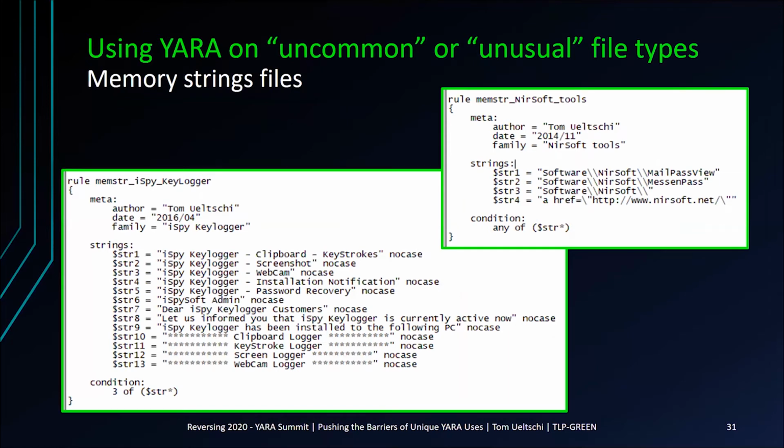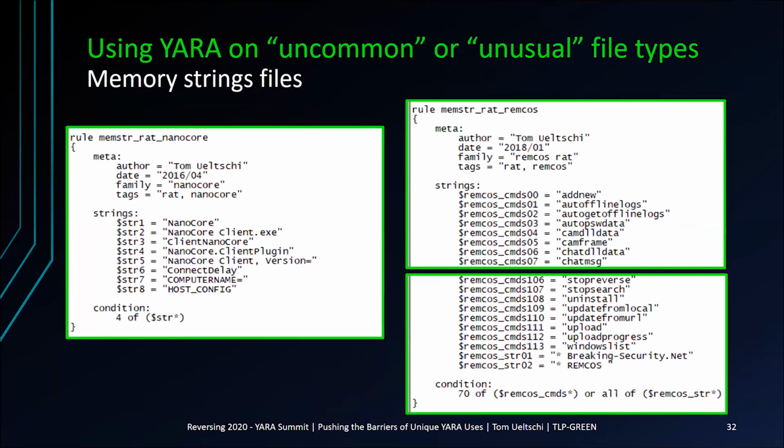Here, another rule for iSpy Keylogger and a generic one for the legitimate Nirsoft tools, which were integrated in many of the mentioned password stealer families. Here, a couple more rules for some RAT families. On the left, some strings typical for NanoCore RAT, matching at least 4 of them. And on the right, I enumerated 113 commands from Remcos RAT with needing at least 70 matches and 2 fairly unique strings at the bottom.